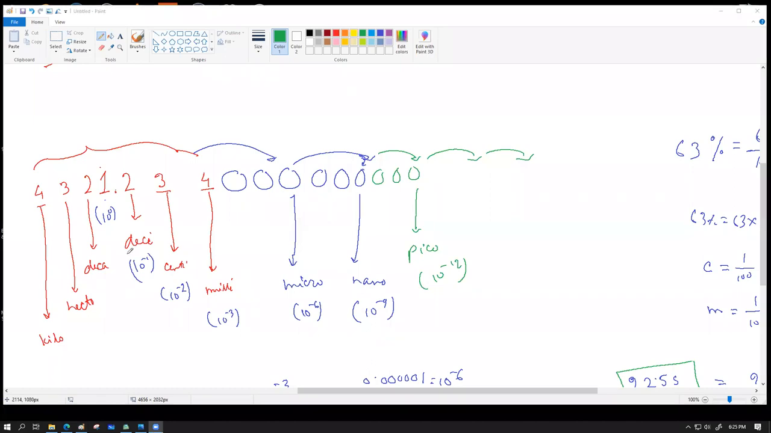So beyond this point, we have a couple of further steps that the scientists have defined for their purposes. So after pico comes femto, after femto comes atto, after that yocto. You don't have to remember up to this much. Your syllabus has A2 points highlighted, so you can remember this much, and this will serve your purpose all the way up to A2 level. You don't need further points.